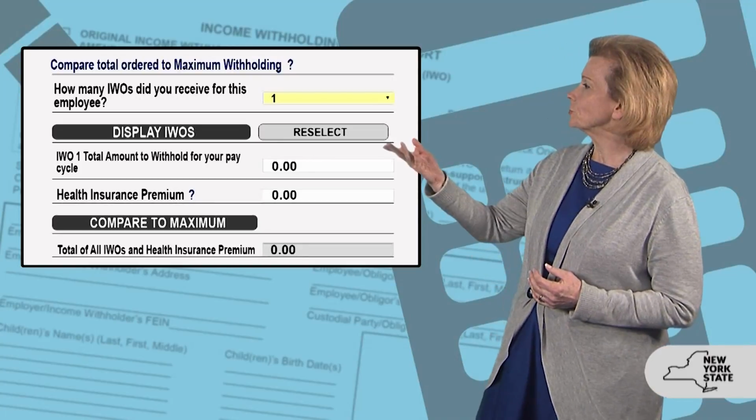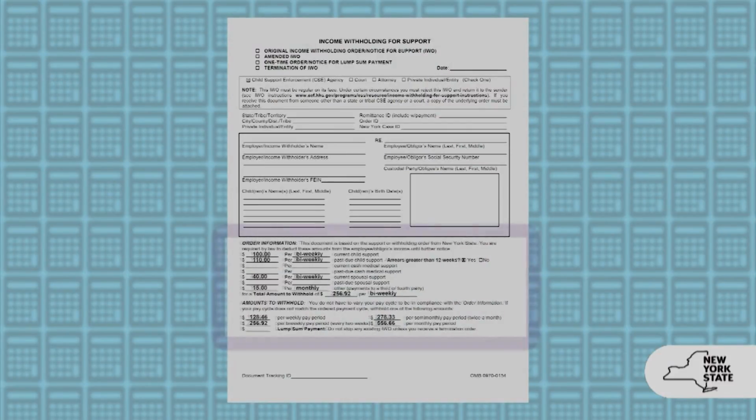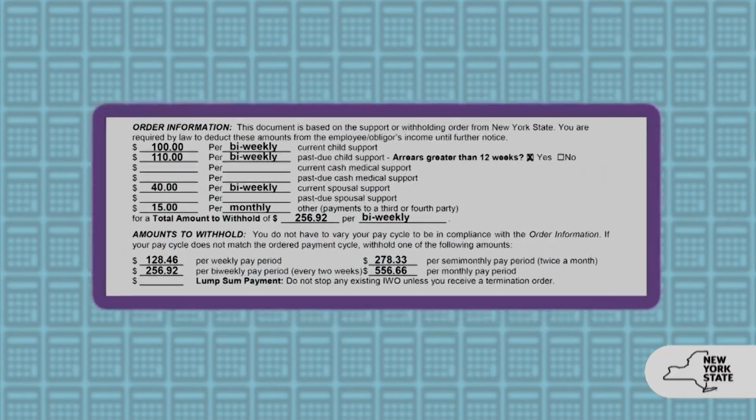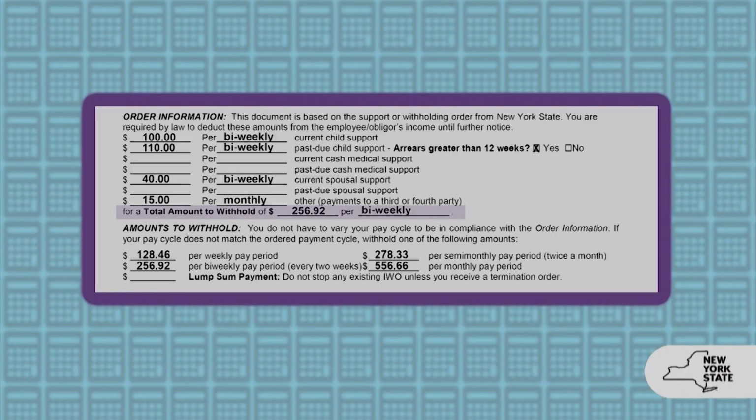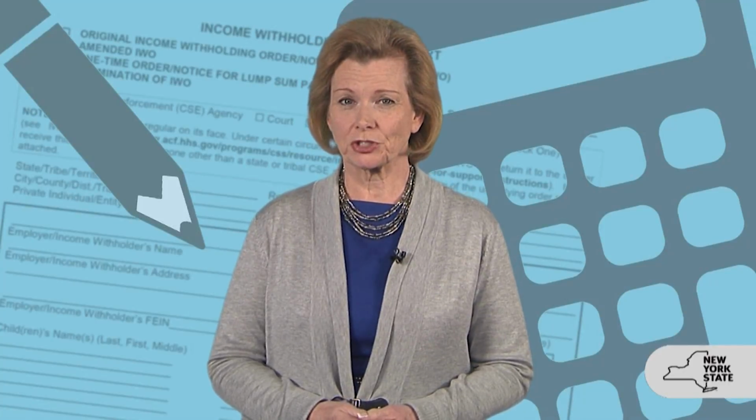Here, we will enter the total amount to withhold for your pay cycle. We can find this information on the bottom of page 1 of the IWO. This employee's income withholding order tells us to withhold a total of $256.92 on a biweekly basis. The payment frequency happens to be the same as the pay cycle in our scenario, which we entered into the calculator earlier. You may encounter situations where the payment frequency of the ordered amount differs from your pay cycle. In these cases, select the amount of withholding that matches your pay cycle from the IWO.